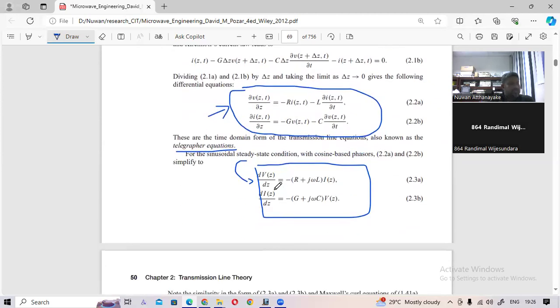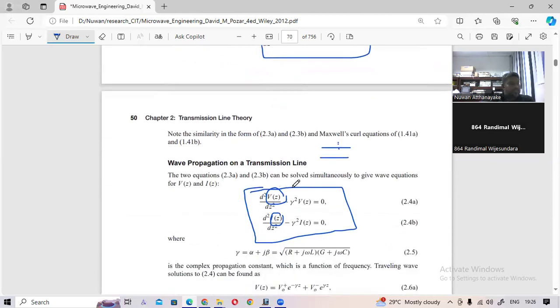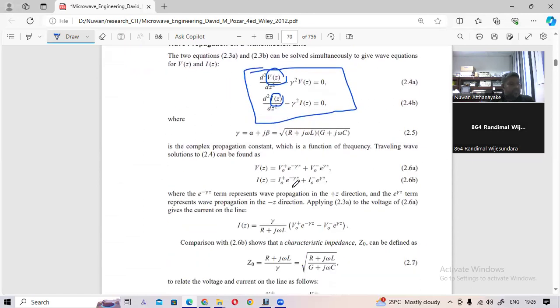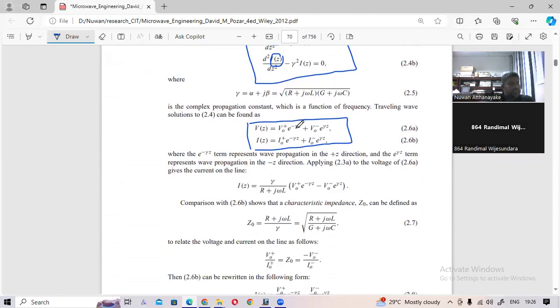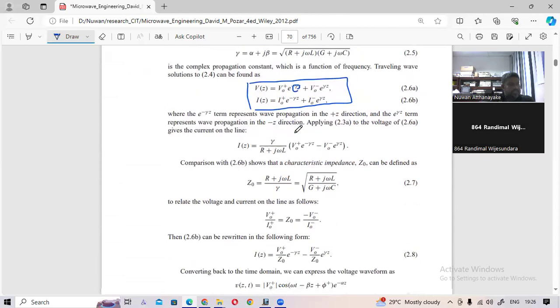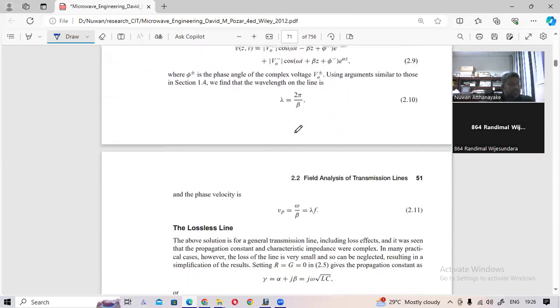And Iz is also the general current at a general point. Then you can solve this equation and get this type of equation. This gamma is called the transmission constant, so gamma is considered as the transmission constant.